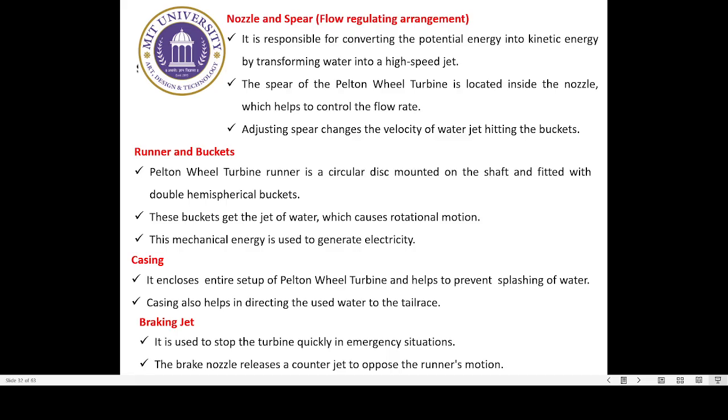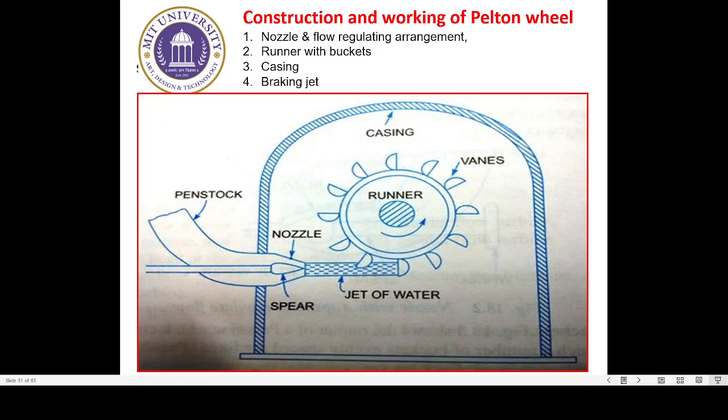And coming on to the runner with the buckets, we can see here that the runner is placed on one horizontal shaft. This is the main shaft of this turbine, and the runner is mechanically fitted over this shaft. The runner essentially consists of a circular disc. On the periphery of this circular disc, a number of buckets are fixed. Normally these buckets are fixed in a uniform manner, equally spaced, evenly around the periphery of the runner.